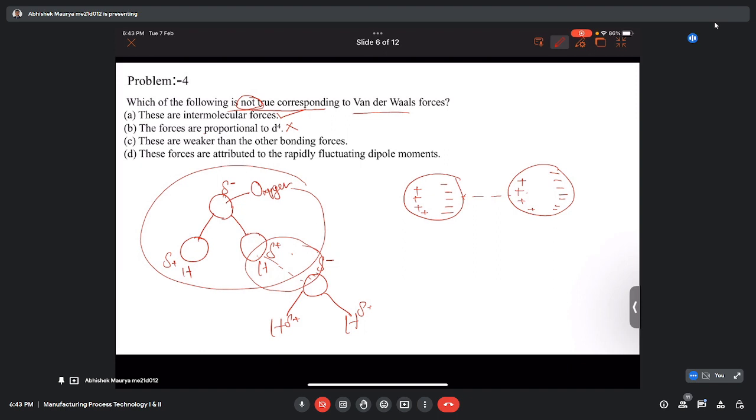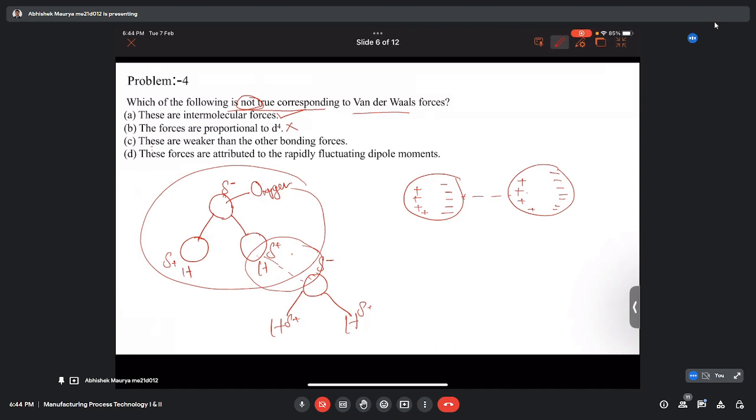And now the next one is these are weaker than other bonding forces. Yes, there are certain bonding forces. We know that covalent bonds or ionic bonds, so this is weaker. It happens because of the partial polarization. Whereas if you see ionic bonding, there the transfer of electrons happens.